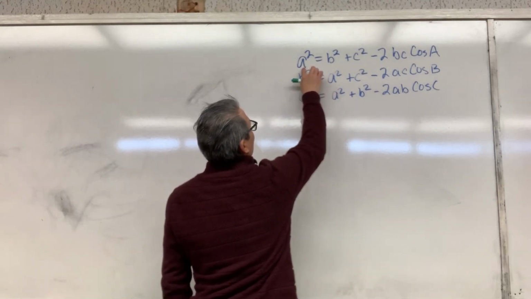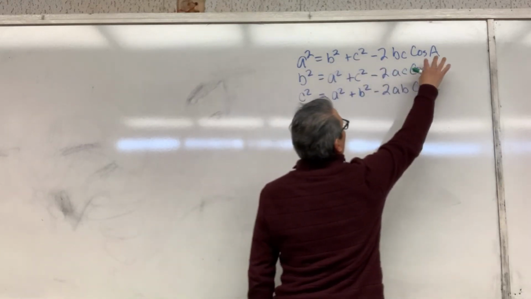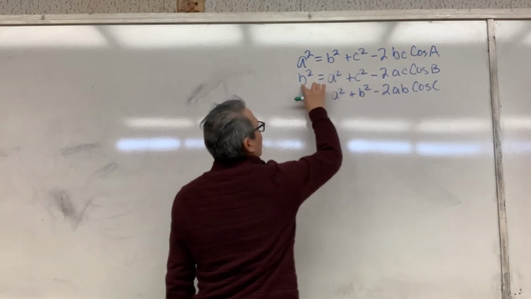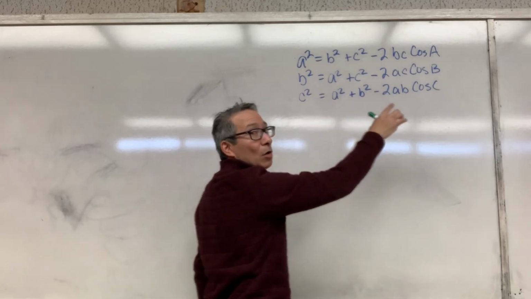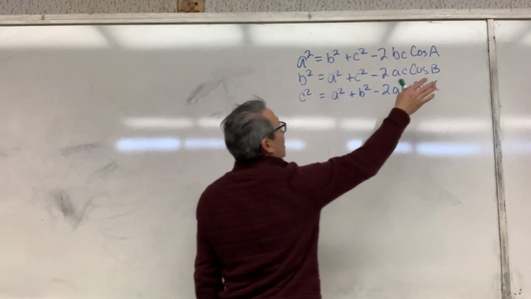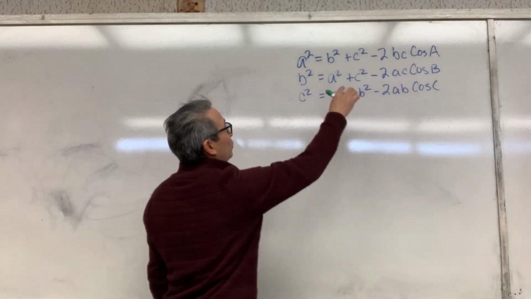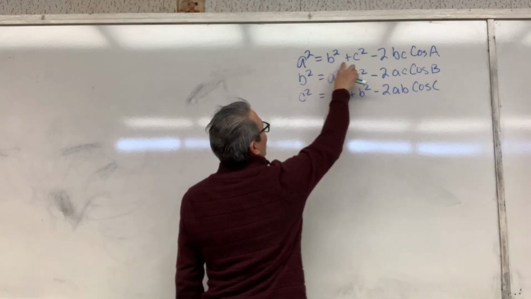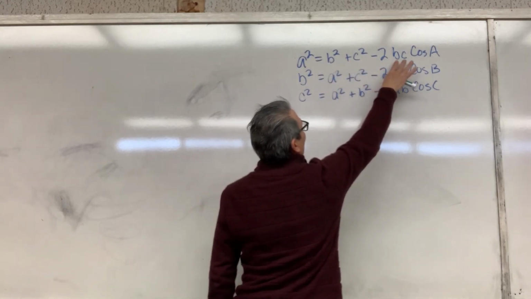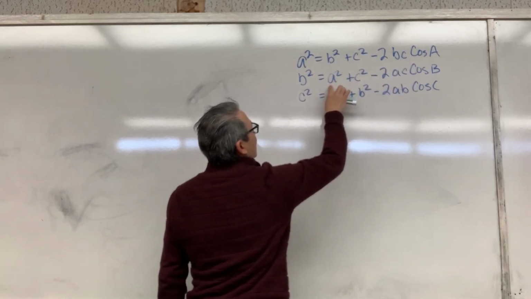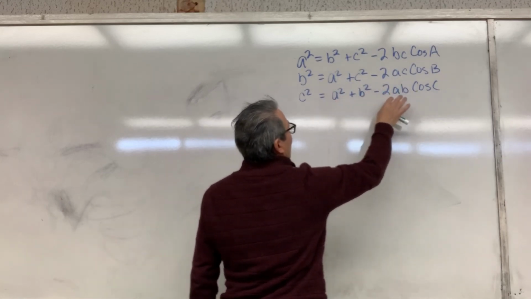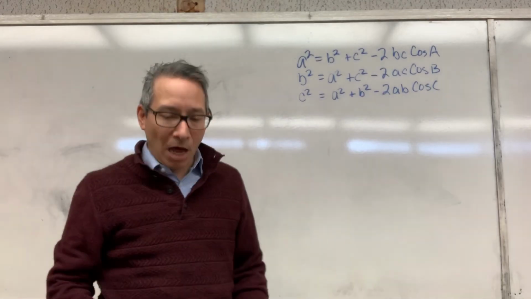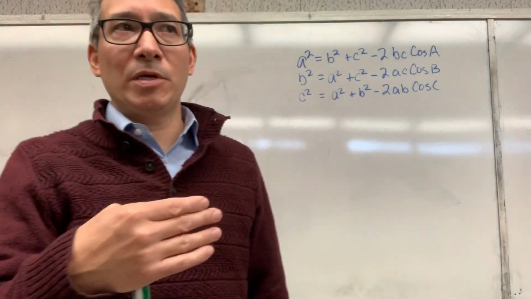The pattern I want you to pay attention to is as follows. If you have an A squared here, then you have a cosine A at the end. If you have a B squared, you have a cosine B at the end. And if you have a C squared, you have a cosine C at the end. The other pattern you want to pick up is the two values in here, B squared and C squared. Notice that they are in the middle. A and C, they are in the middle, and A and B, they are in the middle. So this is the law of cosines that you're going to be using.